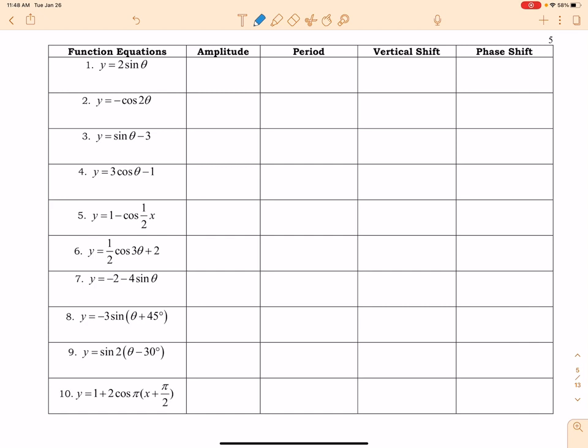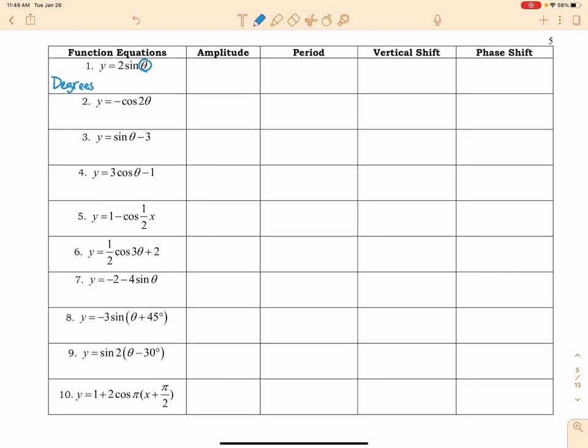All right, so the very first one, we have y equals 2 sine theta. The very first thing I'm going to notice is that I've got theta here. That means we're dealing with degrees. So when we get ready to graph, your x-axis will be labeled in degrees as opposed to radians. If you'll notice, we do not have a negative anywhere in this problem, so there is no reflection.